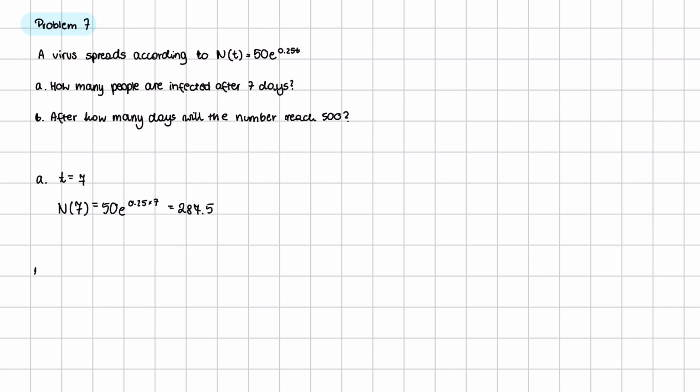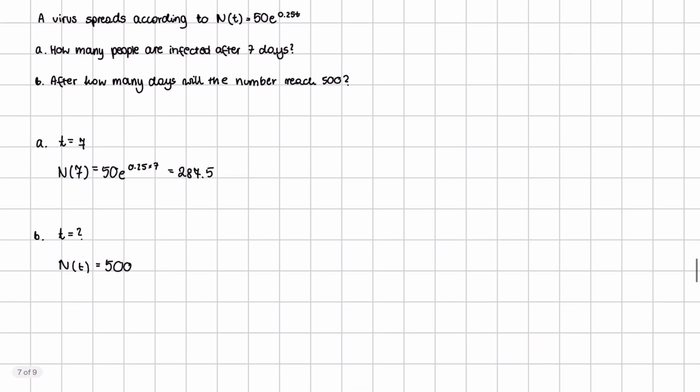And in point B, we have to calculate days. In A, we were calculating the number of people, and now we will be looking for t. After how many days will the number reach 500? So now our number is 500. So we can simply substitute it into our function.